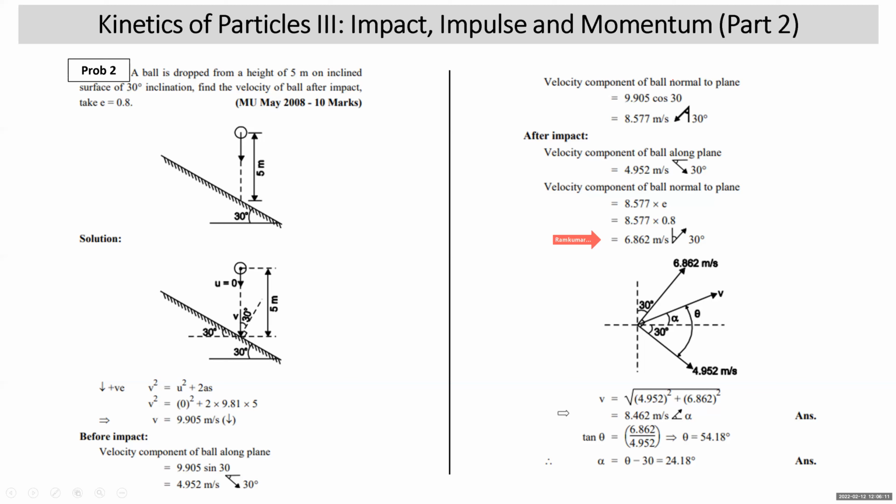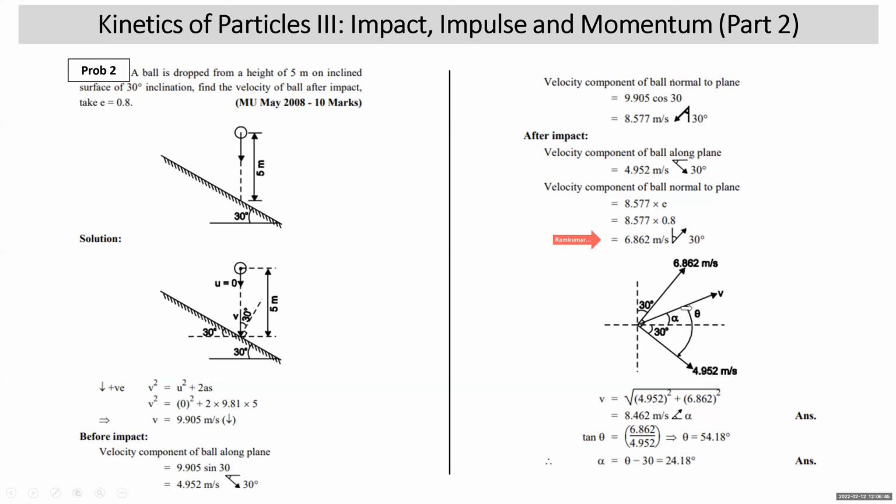Okay. Now you'll find the resultant of it. Just draw x and y lines, which I have shown dotted. Along the plane, the component remains same, 4.95, 30 degree with horizontal. Normal is 6.86. Obviously, both are mutually perpendicular, because along the plane it is 30 with horizontal, and normal is 30 degree with vertical. So I can find their resultant velocity. Resultant velocity will be square root of 4.952 square plus 6.86 square, which is 8.462 meter per second.